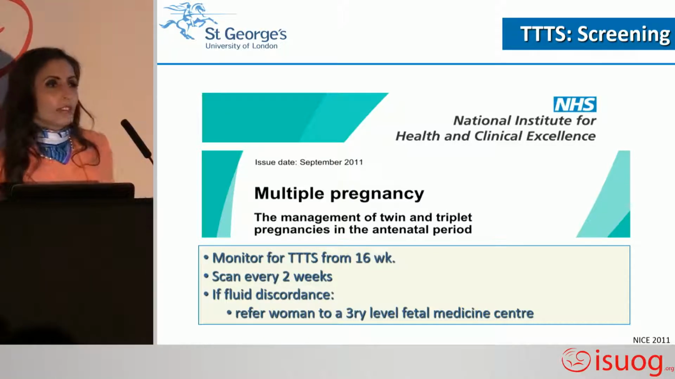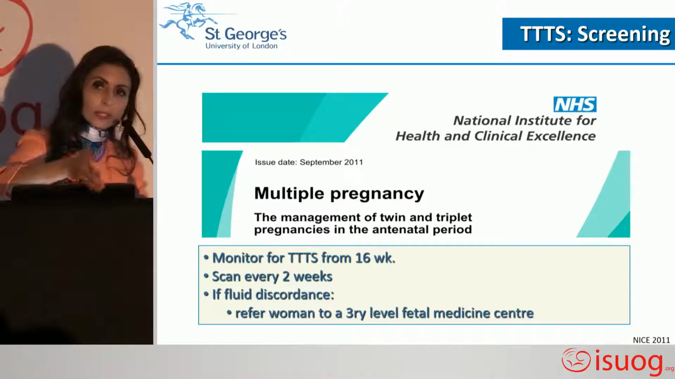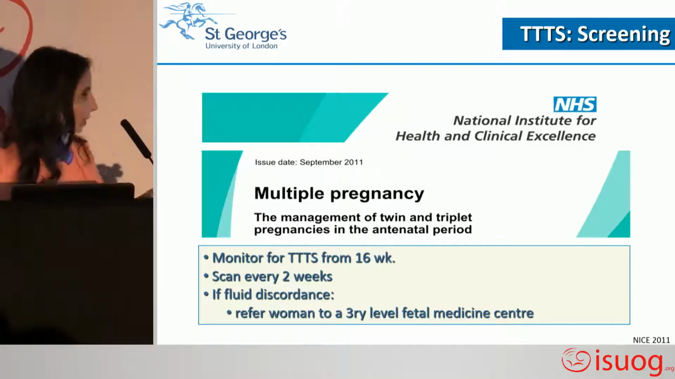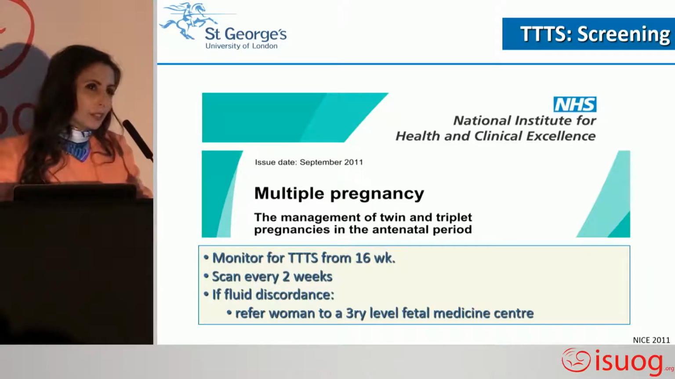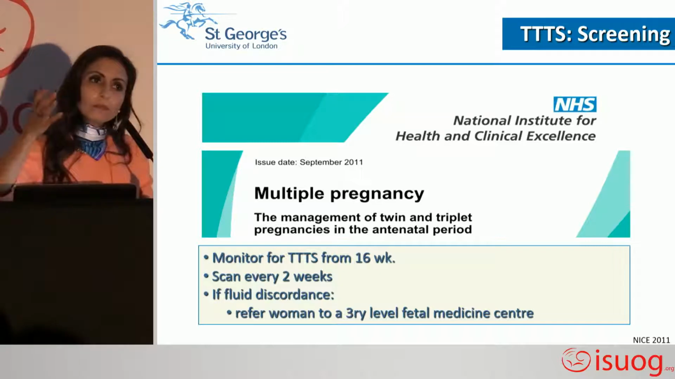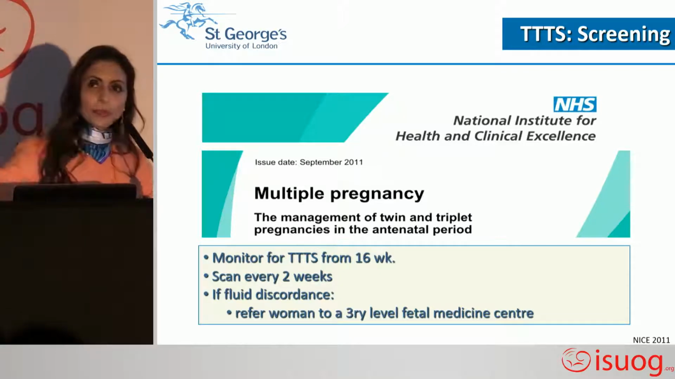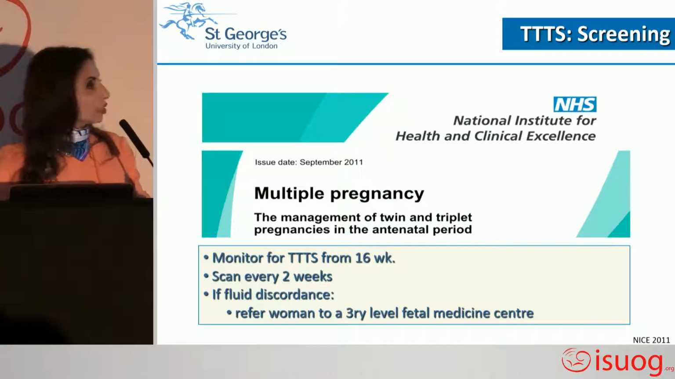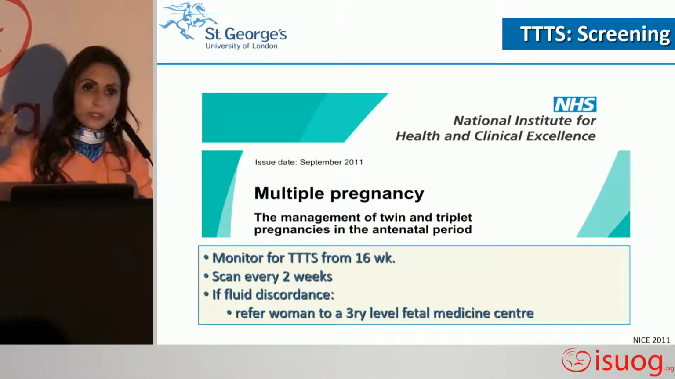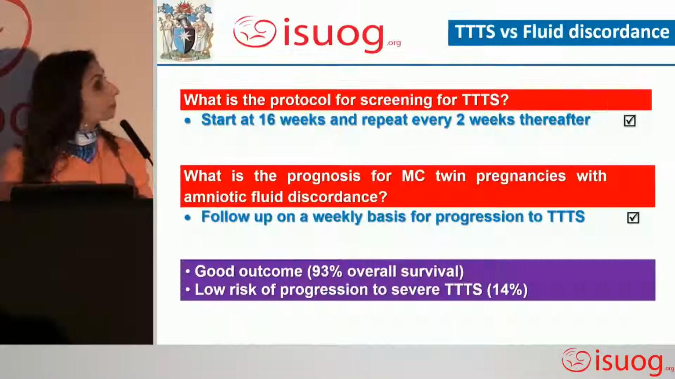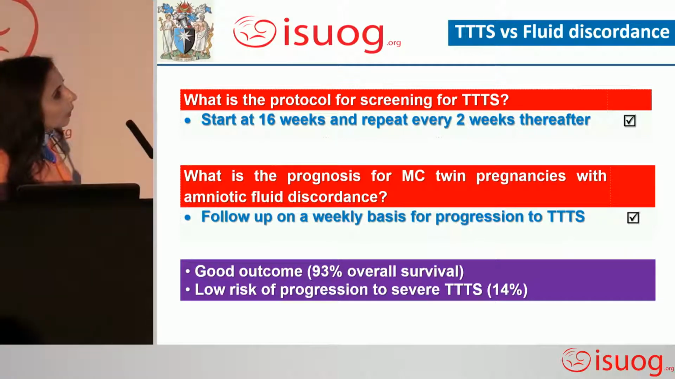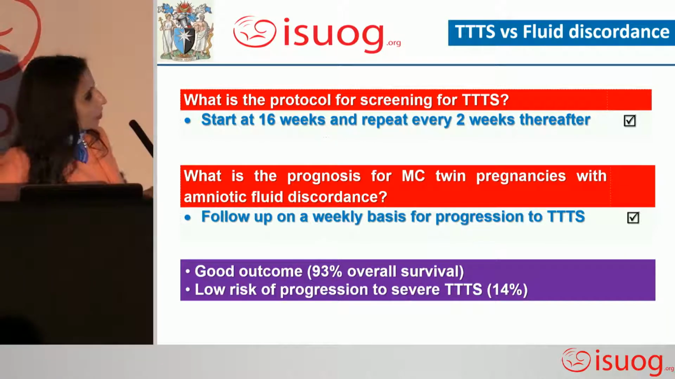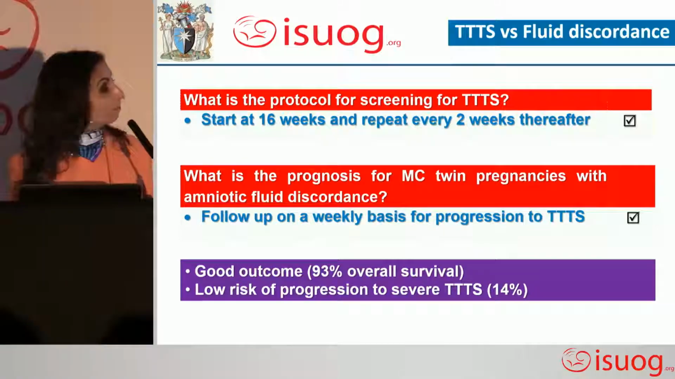So we said we monitor for the development of TTTS from 16 weeks, every 2 weeks, by measuring the deepest vertical pocket. And if you have fluid discordance, it depends where you work and it depends on your expertise. You might be more than competent to follow up this woman weekly to look for progression until the diagnosis of TTTS, or you might actually refer this woman to a tertiary level fetal medicine center where she will be monitored and treated if it happens. And we did say if you have discordance, just see them weekly.